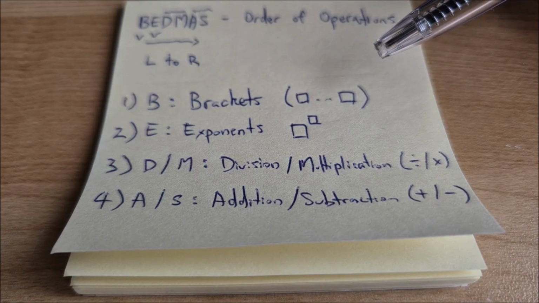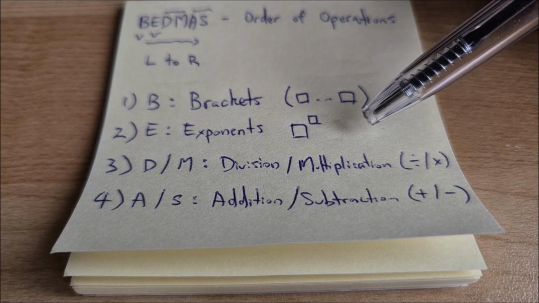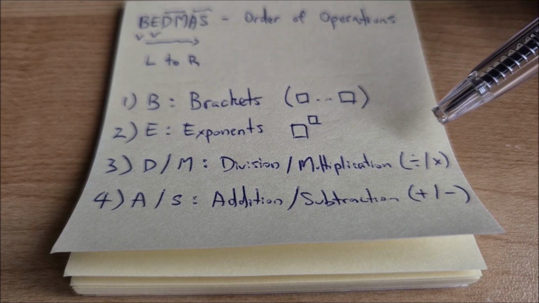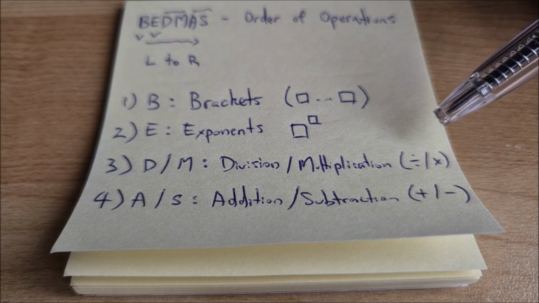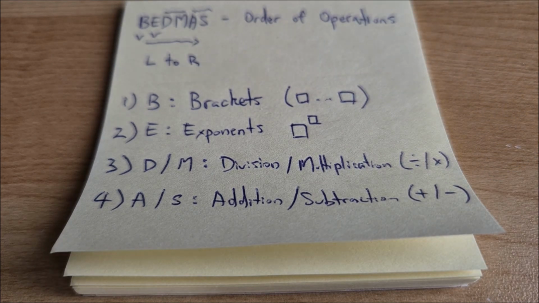So just to recap, first is always brackets, then second is exponents, and then third is either division or multiplication, and then the last is always addition and subtraction. That's all there is to this.